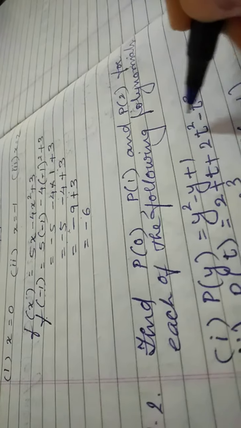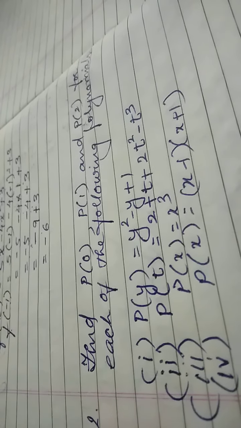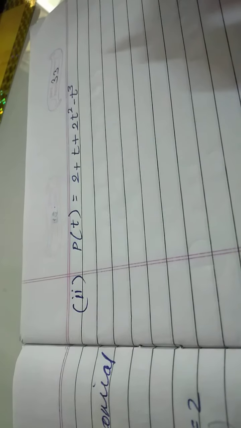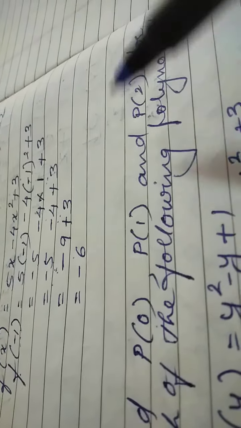Out of this, the most difficult one is the second one, so I will be doing the second one, and the remaining you try to do. In case of any doubt, you may make a call or a message and ask the doubt. Second is P of t is equal to 2 plus t plus 2t square minus t cube. And what we have to find is P of 0, P of 1 and P of 2.